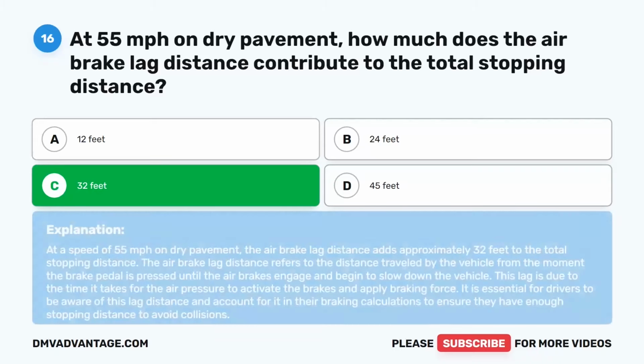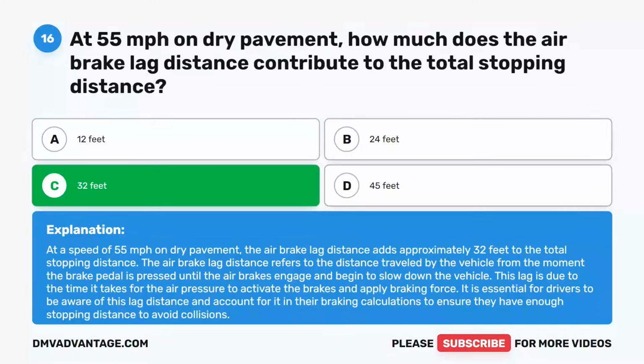32 feet. At a speed of 55 miles per hour on dry pavement, the air brake lag distance adds approximately 32 feet to the total stopping distance. The air brake lag distance refers to the distance traveled by the vehicle from the moment the brake pedal is pressed until the air brakes engage and begin to slow down the vehicle. This lag is due to the time it takes for the air pressure to activate the brakes and apply braking force. It is essential for drivers to be aware of this lag distance and account for it in their braking calculations to ensure they have enough stopping distance to avoid collisions.